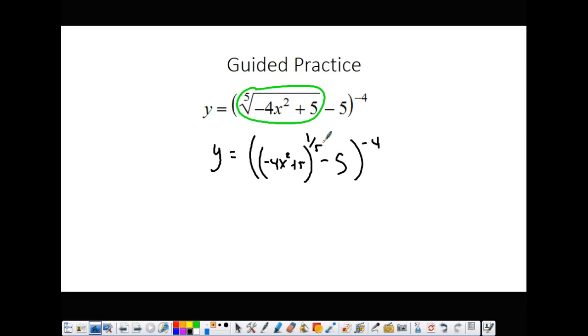Do you guys want me to try to knock it out? What time is it? 2? I'll work it. If you don't want to write it, you don't have to. If you do, so what's my yolk? Negative 4x squared plus 5. I'm going to use yellow. I live dangerously. What is my egg whites? Something to the 1/5 power minus 5. And then my shell.